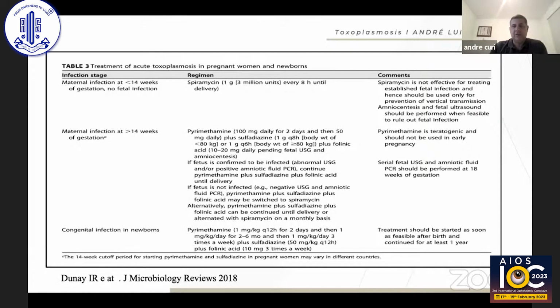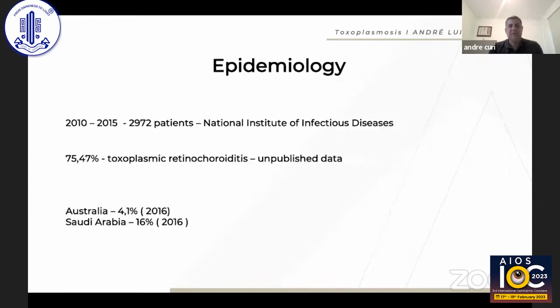So here is how to treat the patient with congenital toxo. I'm not keeping this slide, but it's important to say that all kids with congenital toxo have to be treated for 1 year with a specific treatment to avoid neurological and ocular involvement.